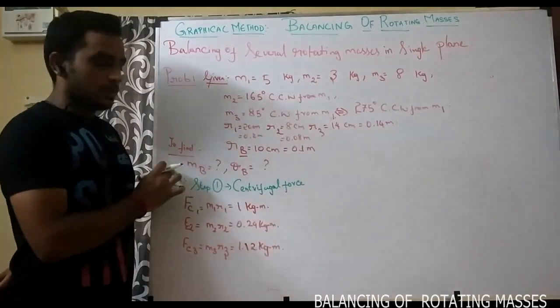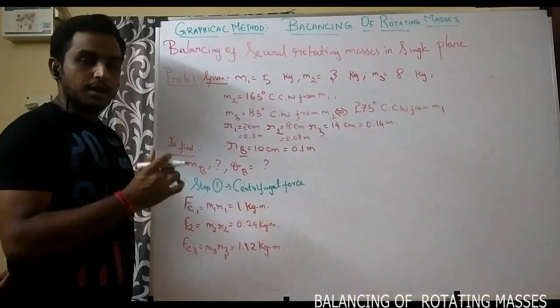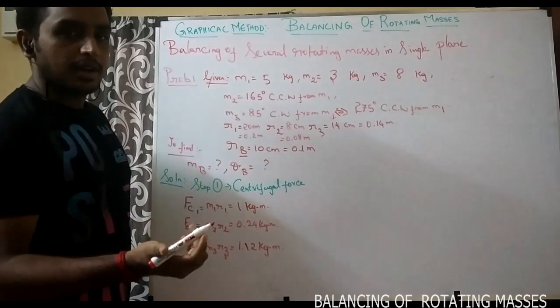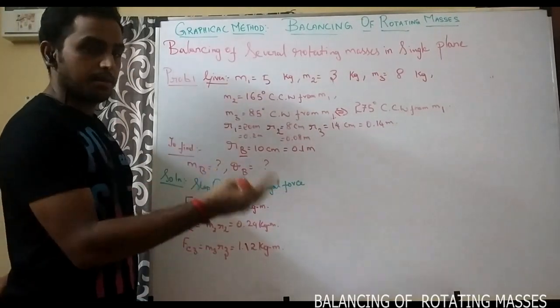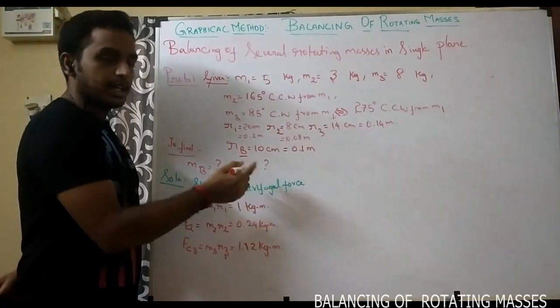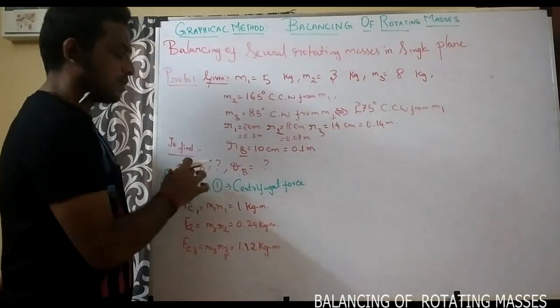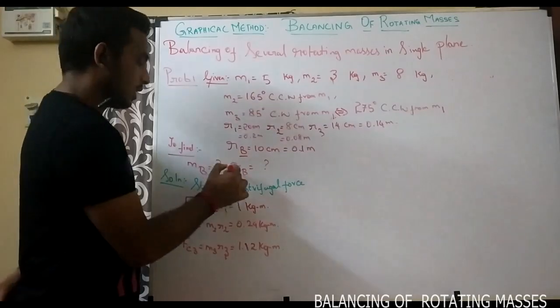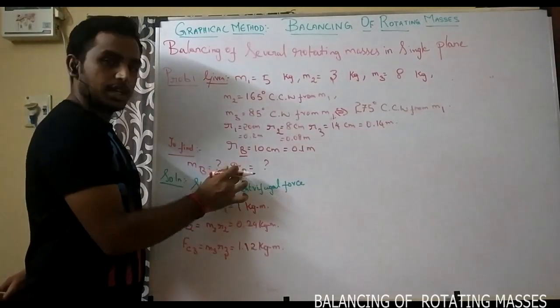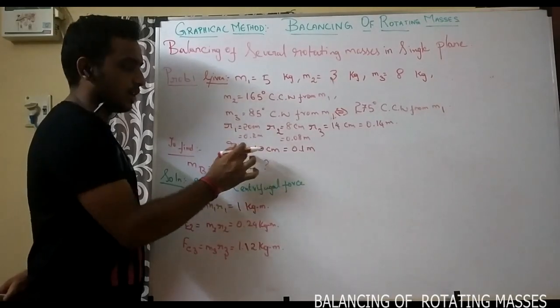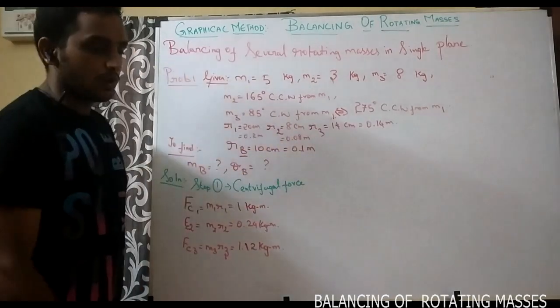Then what they asked us to find is to determine the mass of the balancing mass, which will nullify the effect caused by the unbalanced forces, and then theta b, that is, at what location you have to place the mass. There is a balancing mass which is located at a distance of RB is equal to 0.1 meter.